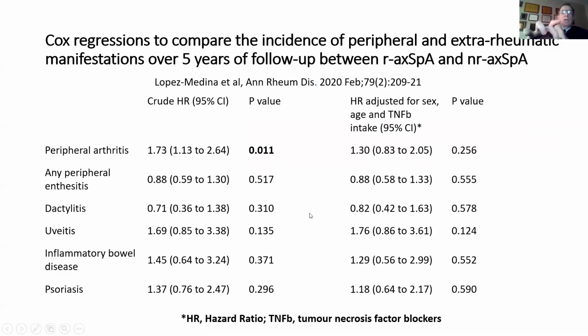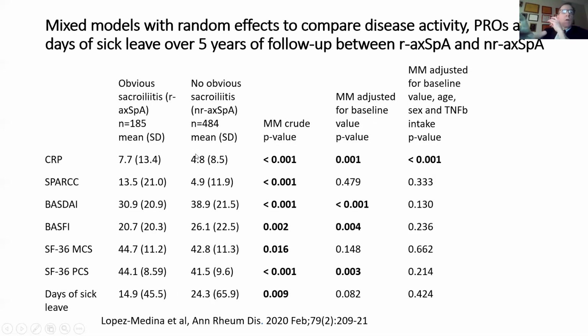Again, that's shown on this particular slide, where we see that in particular there was more peripheral arthritis in the radiographic AS cohort. Looking at the other features associated with disease severity, the most significant, of course, as we showed in the earlier cohorts, was that CRP was more likely to be elevated in those with ankylosing spondylitis.